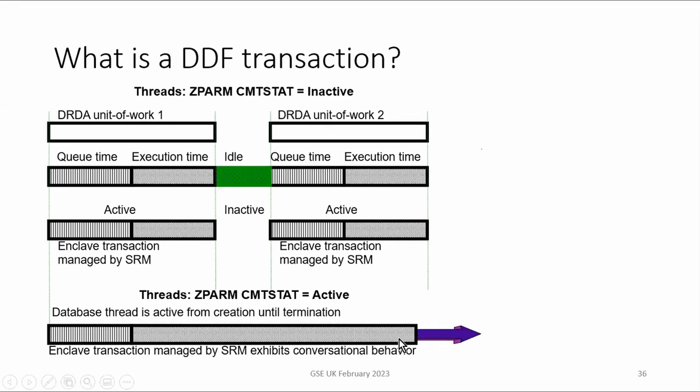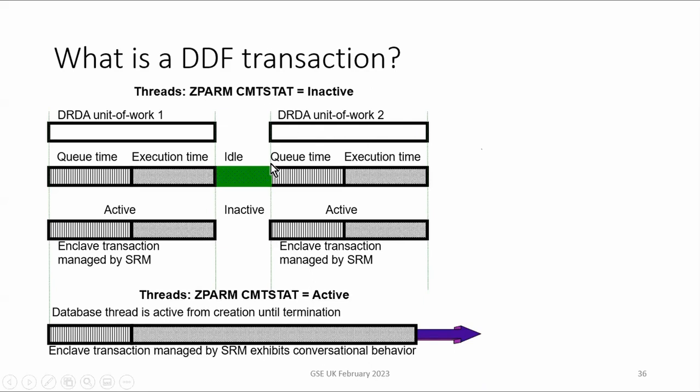If I have commit status equals active, or if I have high performance DBATs, then the database thread is active from the time it's created until it gets terminated. So this is going to look like what you might think of as conversational. You pick up the phone and you talk to someone for a long time. You go back and forth, you look out the window, you're still on the phone, right? It's a very long unit of work. And so we have to handle our normal DDF transactions differently than we handle our high performance DBAT transactions.